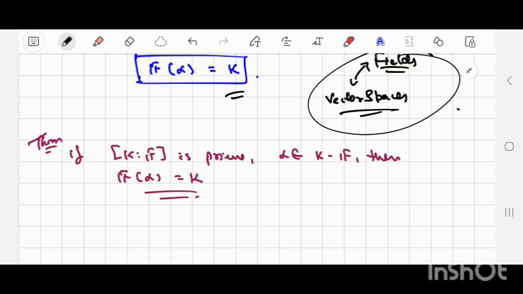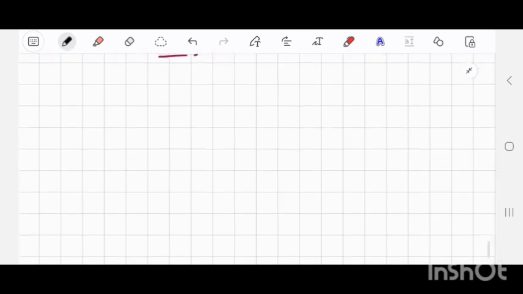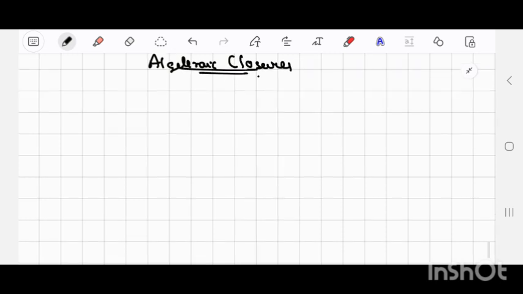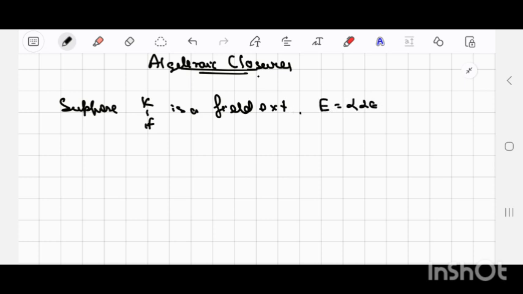Now we move on to another very important notion, what we call algebraic closures. So let's start with some observations. Suppose K over F is a field extension, and let's say E is the collection of all the elements alpha in K such that alpha is algebraic over F. In other words, F is also contained inside E, because every element of F is algebraic over itself.